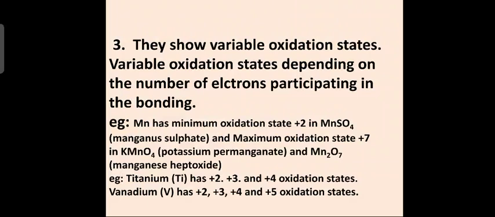In the case of Mn2O7, that is manganese heptoxide, what is the oxidation state of manganese? Oxygen is -14, because -2 into 7 is -14. Therefore, manganese must be +14, and since 2 atoms are there, Mn2, it is +7 into 2. Therefore, in both molecules, KMnO4 and Mn2O7, the oxidation state of manganese is +7. Now the next example is titanium. Titanium has oxidation states +2, +3 and +4. Vanadium has oxidation states +2, +3, +4 and +5.